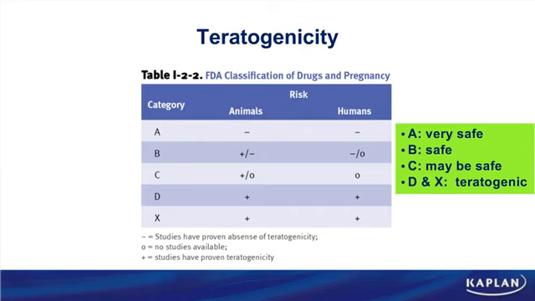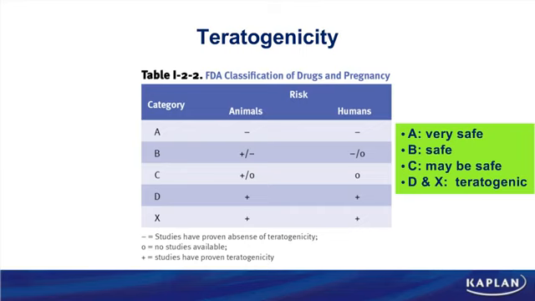Look at C. Category C drugs may be safe. If you look at the table, notice how it shows you that there are no studies available in humans. And that's kind of scary. Well, why does a drug get put into category C? I call it the unknown category. If we don't know anything about a drug's teratogenic risk, we tend to put it into category C.